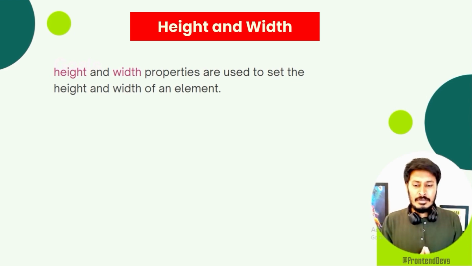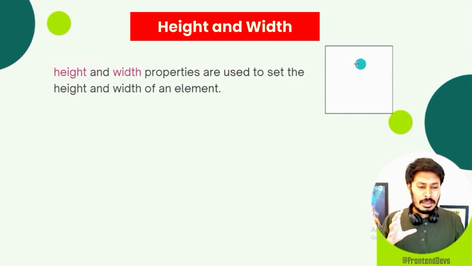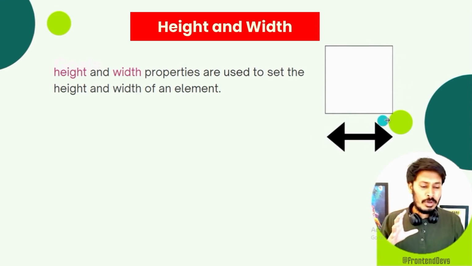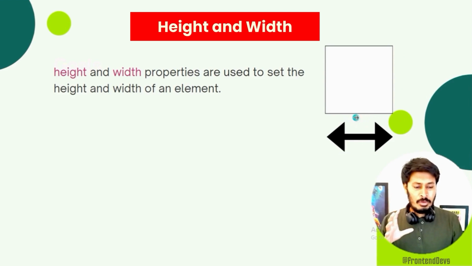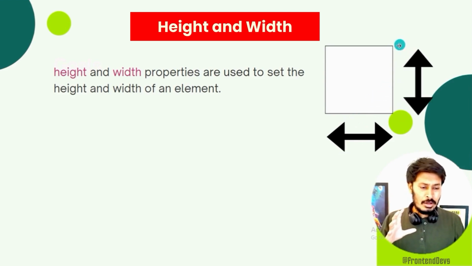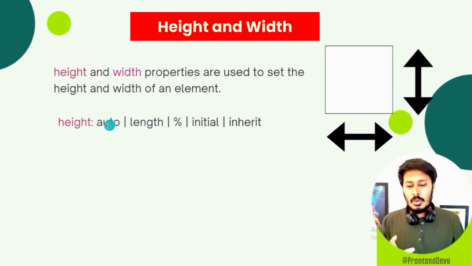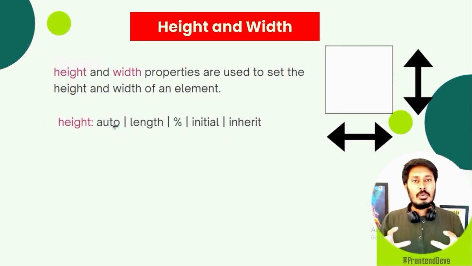When we talk about the element, consider we have this HTML element. Here we have some border to it. Now, the width is the width of the element, and the height is the height of the element. We can set it as per our requirement. And to set the height, we have a few options. We can go with auto height, that is whatever default height the element is taking.